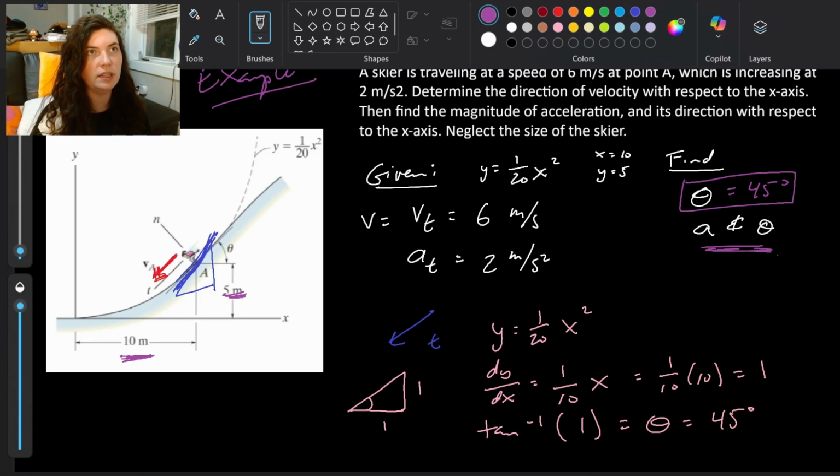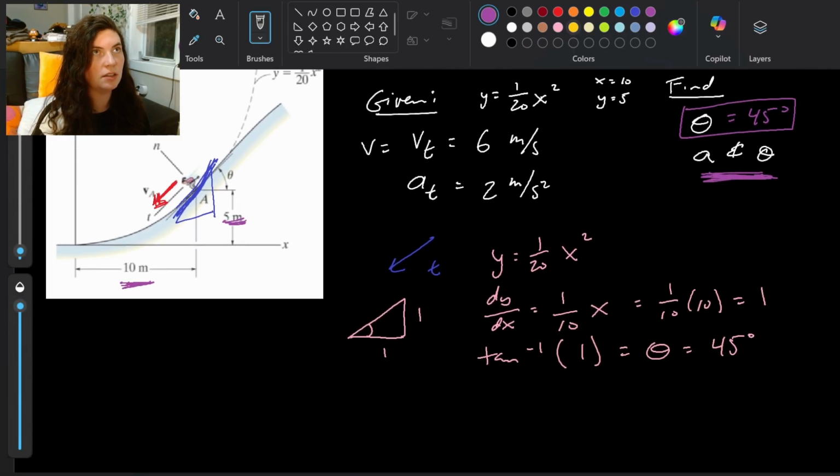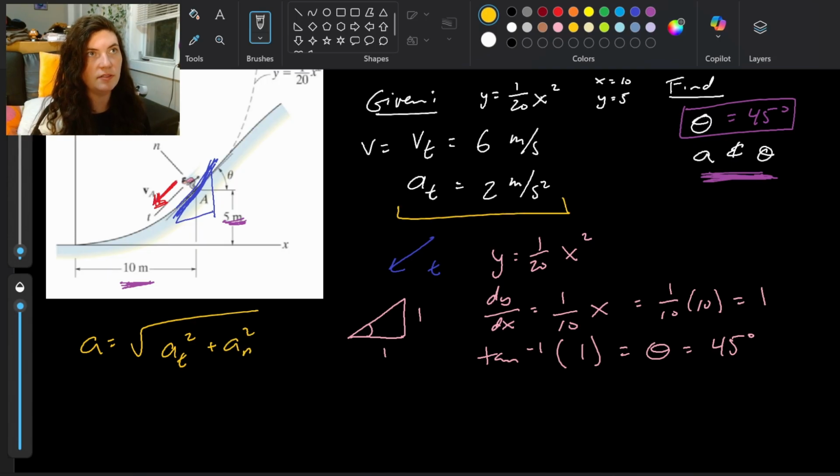The other thing we need to find is the acceleration and its direction. So the acceleration, remember, we have two components to that. Acceleration is going to be the square root of our tangential component squared plus our normal component squared. The tangential component we already have; they gave it to us in the problem statement. So that's fairly straightforward. The thing we don't have is a_n, that normal component of the acceleration.